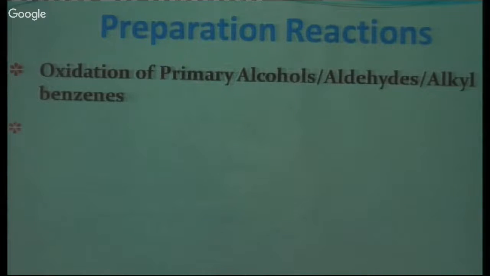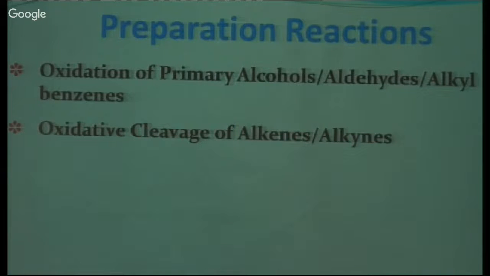The next reaction would be the oxidative cleavage of alkenes and alkynes. This you have done in hydrocarbon chemistry. We will see how alkenes and alkynes can be oxidized to carboxylic acids having a fewer number of carbons. Okay.